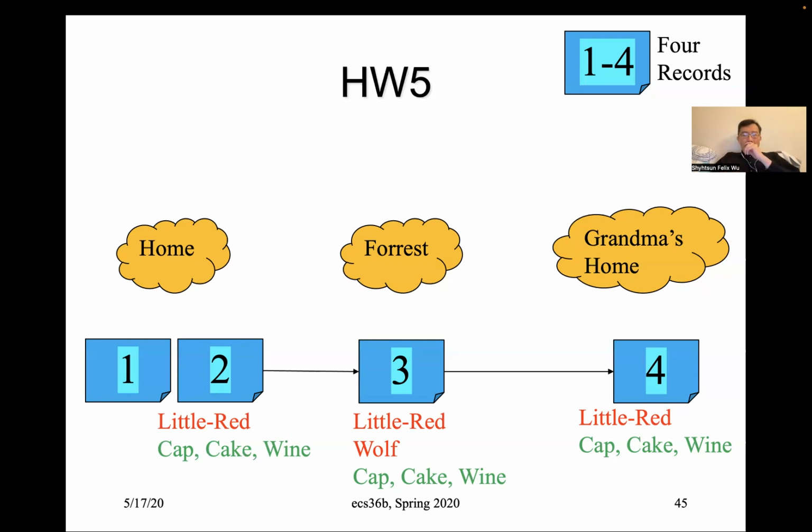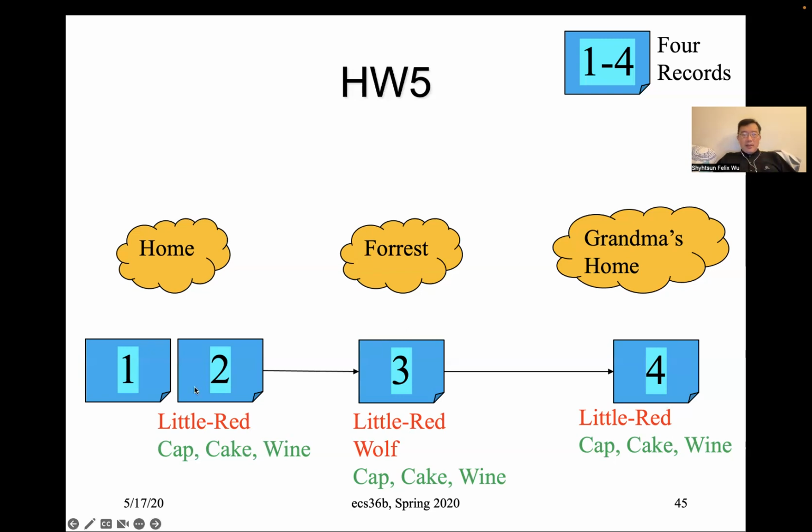In this simple example, you can see that each record has a location and a person involved. In record number 2, you have Little Red, and then you have 3 things: the cap, the cake, and the wine. In the forest, you also have Little Red, but this time the wolf joins the record, and you still have the cap, cake, and wine.